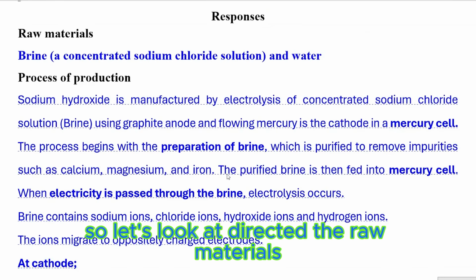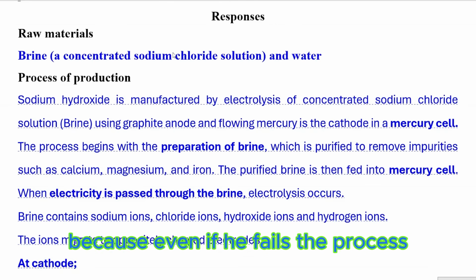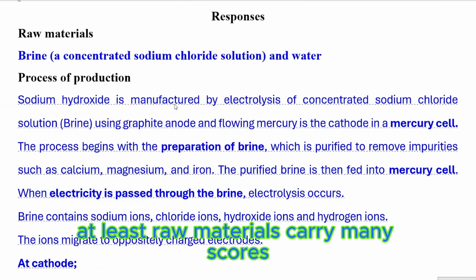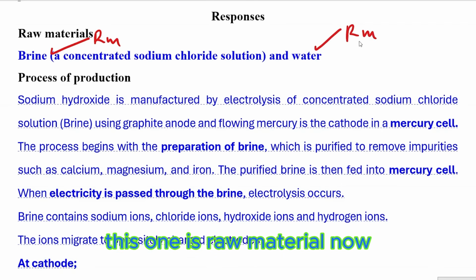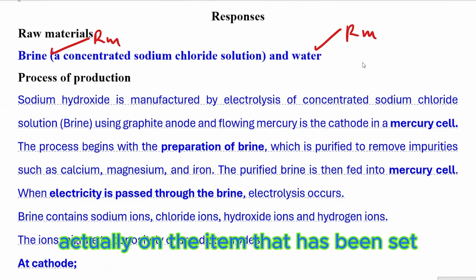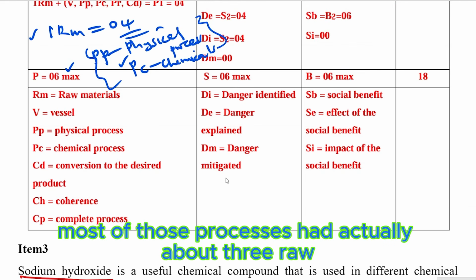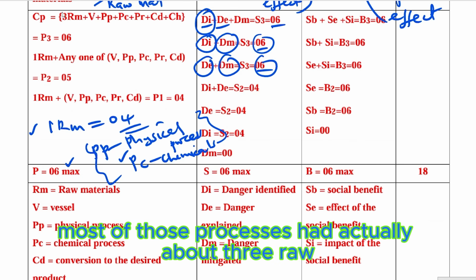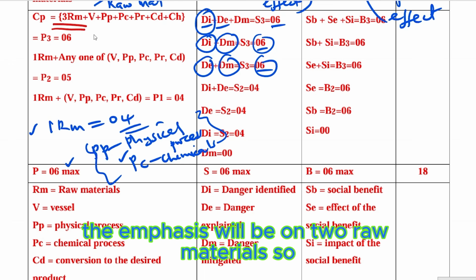So let's look directly at the raw materials. We actually advise learners to isolate them, because even if the learner fails the process, at least raw materials carry many scores. So this one is a raw material. This one is a raw material. Now the number of raw materials actually depends on the item that has been set. Of course, last year most of those processes had about 3 raw materials. That's why the emphasis was 3 raw materials. But if it has 2, the emphasis will be on 2 raw materials.